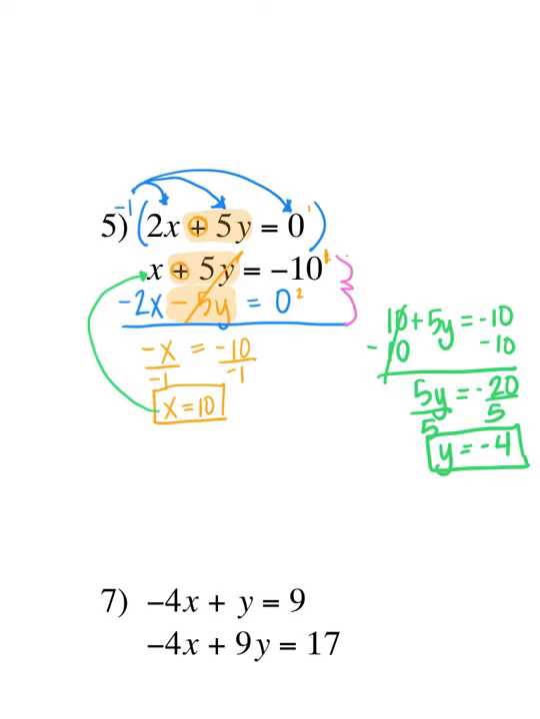Okay, and so when I write that as a coordinate, I have my x goes here, my y goes here. I have 10, negative 4 as my final answer.